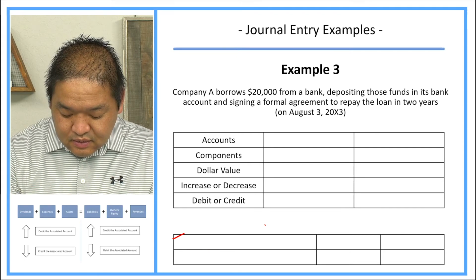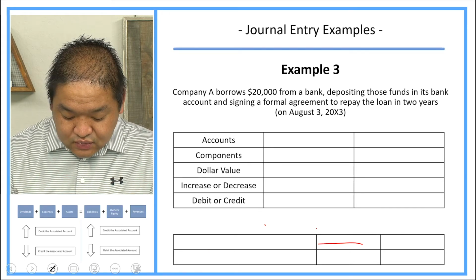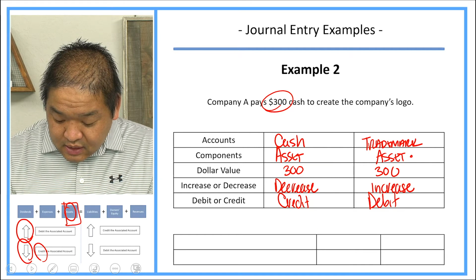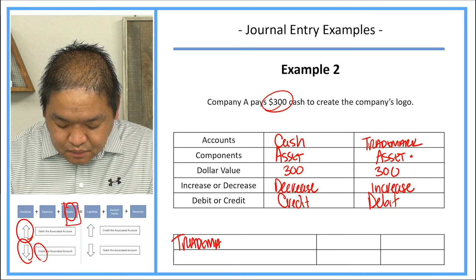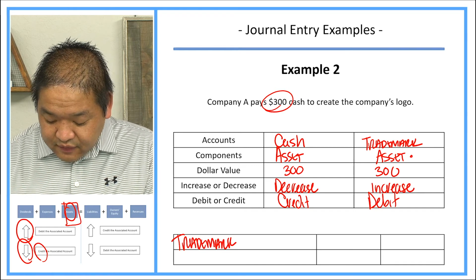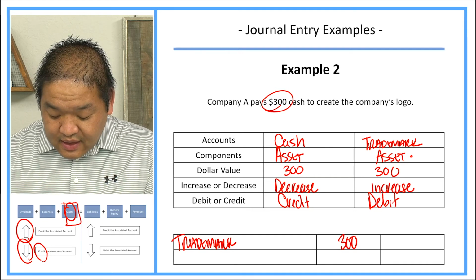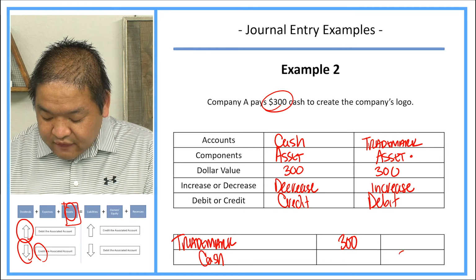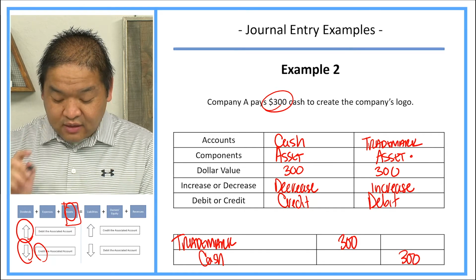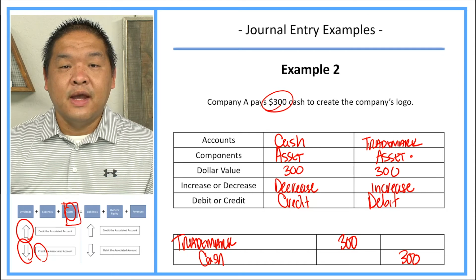Whoops. Went too fast, too soon. Trademark, in the amount of $300. And then I'm going to credit cash, giving that space here of $300. So that's what my journal entry looks like.